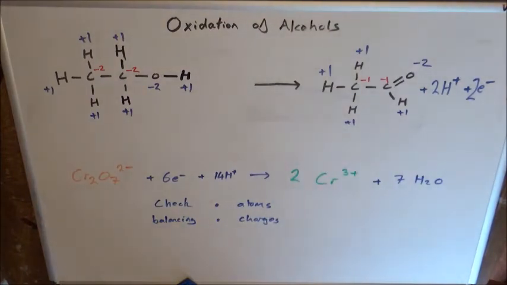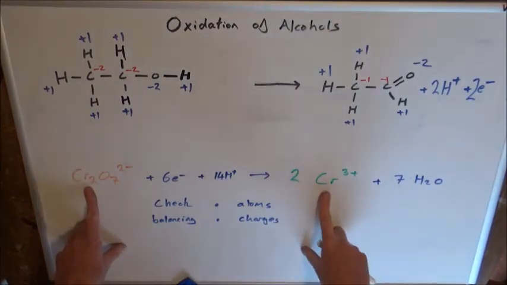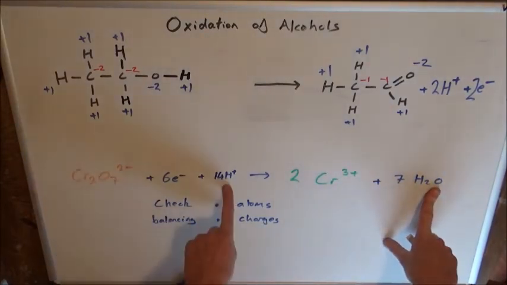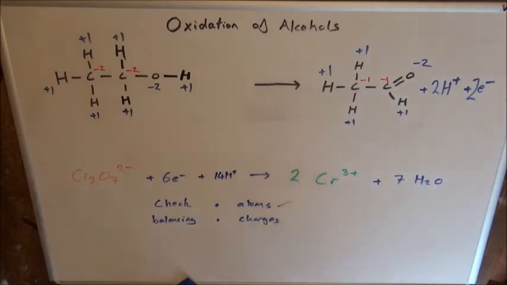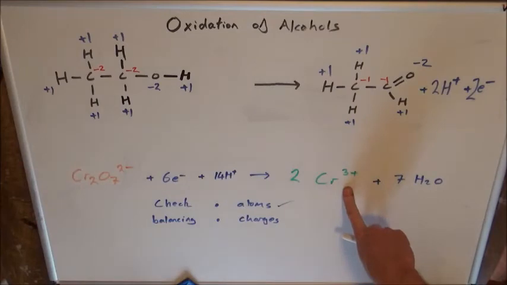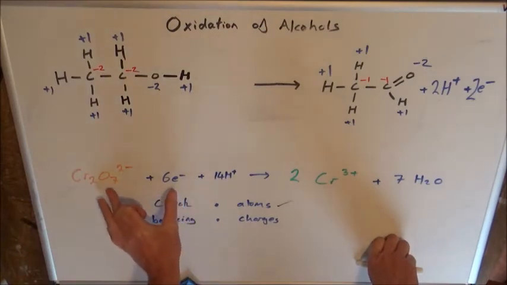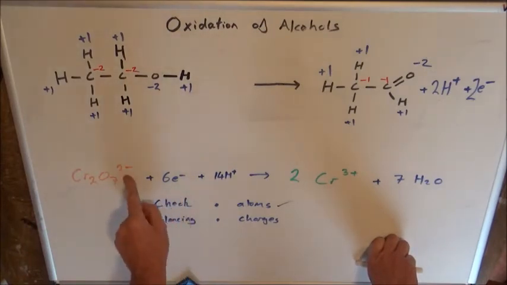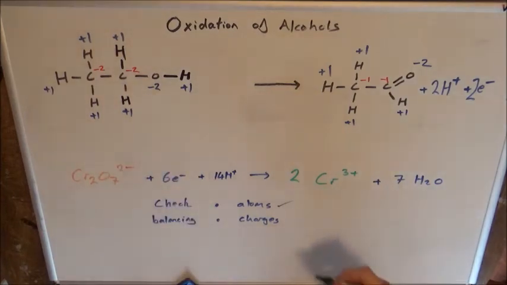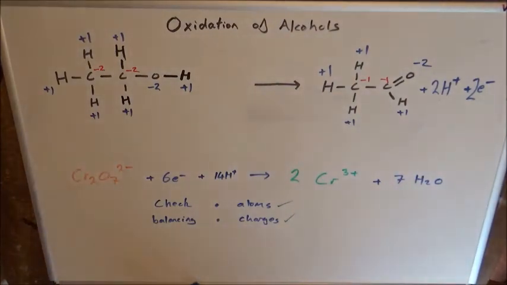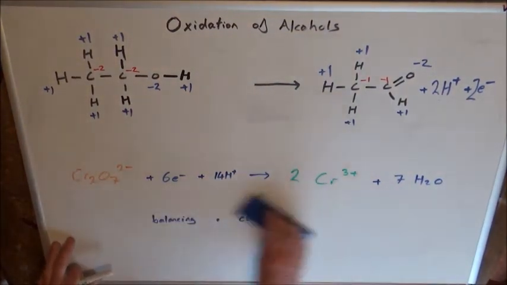So quite simply, we have 2 chromiums, 2 chromiums, 7 oxygens, 7 oxygens, 14 hydrogens, 14 hydrogens, balanced in the atoms. And we look at the charges. We've got 2 chromiums, each is 3 plus, so they come to 6 plus. We've got 14 pluses here, but we've got 8 minuses altogether, 6 electrons, and the 2 minus here. So again, we've got 6 plus on that side. So that's balanced.